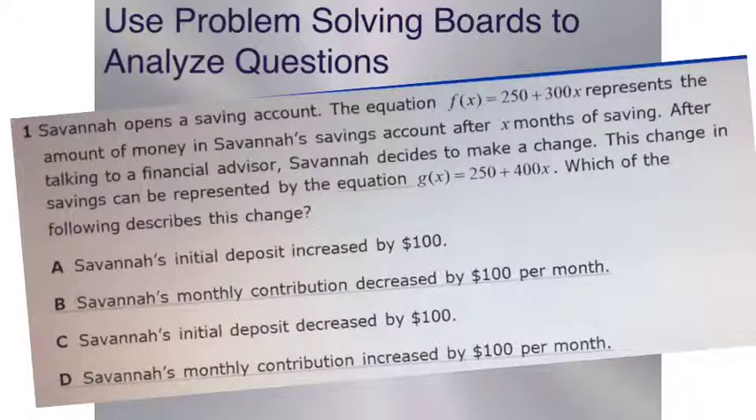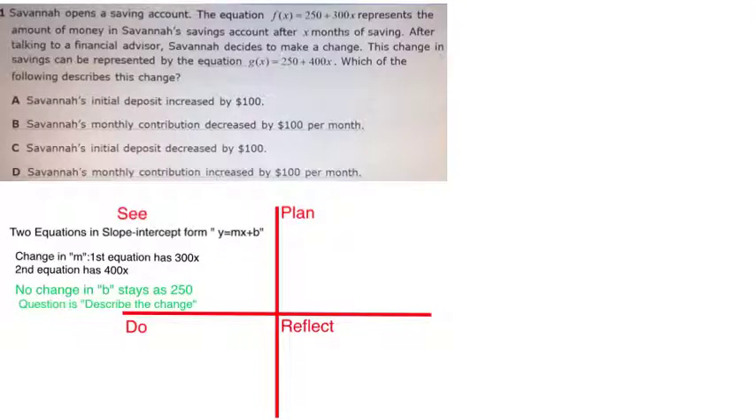After talking to a financial advisor, Savannah decides to make a change. This change in savings can be represented by the equation g of x equals 250 plus 400x. Which of the following describes this change? Now we're going to use the problem-solving board, and on this step you can see that it really looks like a four-corner.